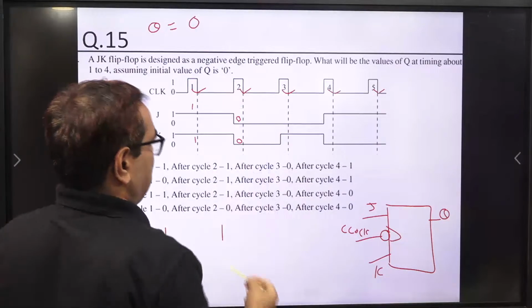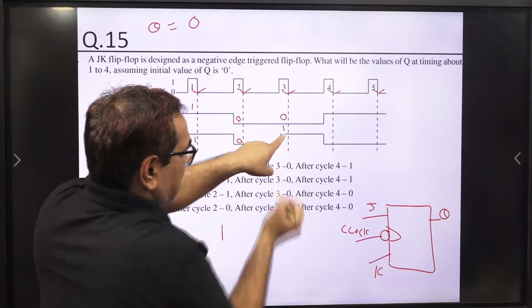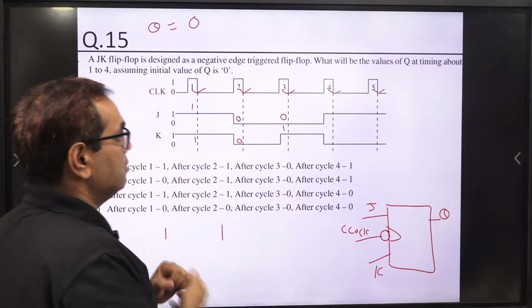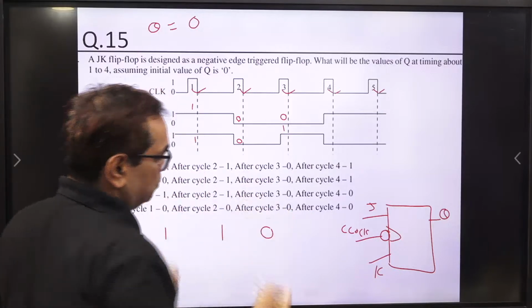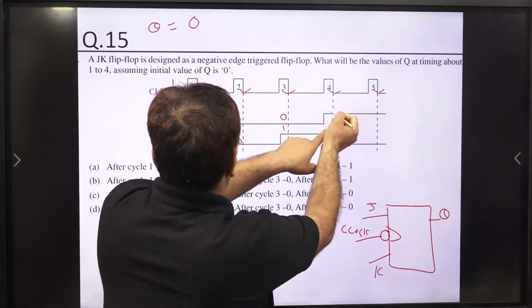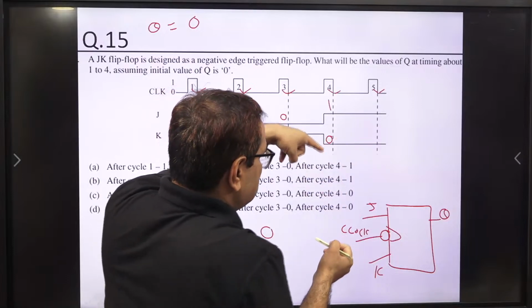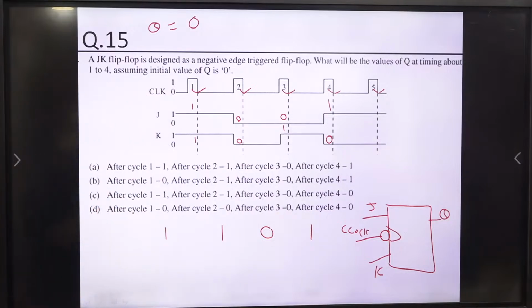Now come to the third clock pulse. Just before the third clock edge, J is 0, but K has become 1. J0, K1 means reset. So the flip-flop resets and Q becomes 0. Then come to the fourth clock cycle. Just before this, J is 1 and K is 0. In case of 1, 0, the flip-flop sets, so 1. So the output is 1, 1, 0, 1. In which option are you getting this? 1, 1, 0, 1 will be the right answer. So write down the right answer now. Which option will give you the right answer? Tell me immediately.